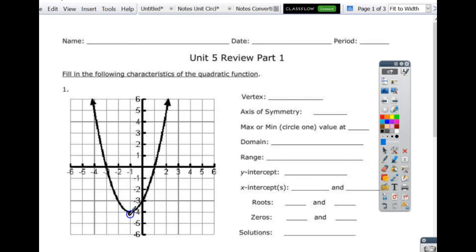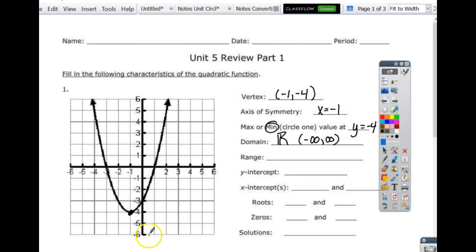Okay, so the vertex is -1, -4. The axis of symmetry is always the x value, and this is facing up, so the vertex is a minimum, and that's at the y value. And the domain of every parabola every time is all real numbers. If you were going to see this in a multiple choice question, you might see -infinity to infinity, right? Those would be the same thing.